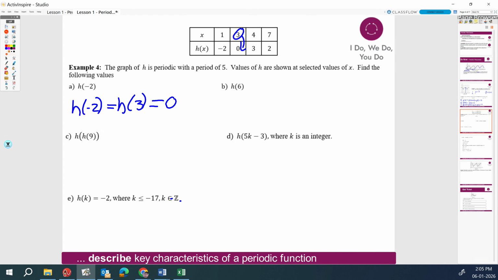Let's try the second one. The second one is h of 6. We can start by taking 5 off of that, and it gives us h of 1. That's in the table, so this is going to be negative 2. These two are fairly straightforward.